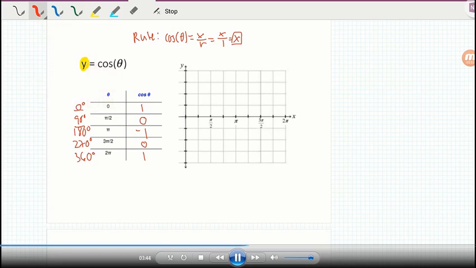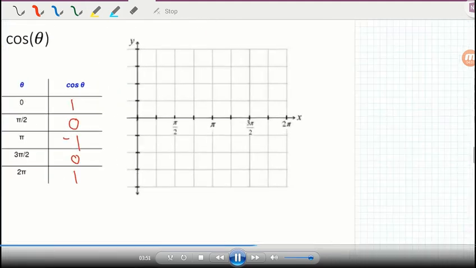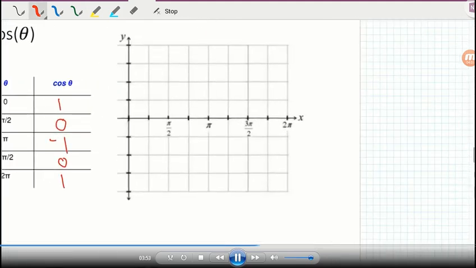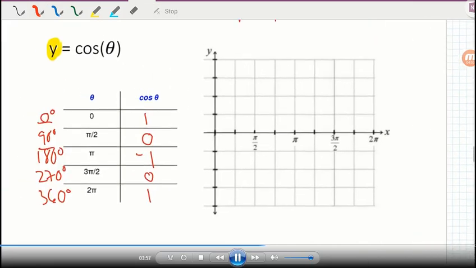So go ahead, pause the video if you want to, and plot them and see if you can plot them in the right place. And then just create the curve, the nice curve. Be a little bit creative with it. Sometimes it's a graph that you've never seen before, and that's fine as long as you're following the rules of how to plot.